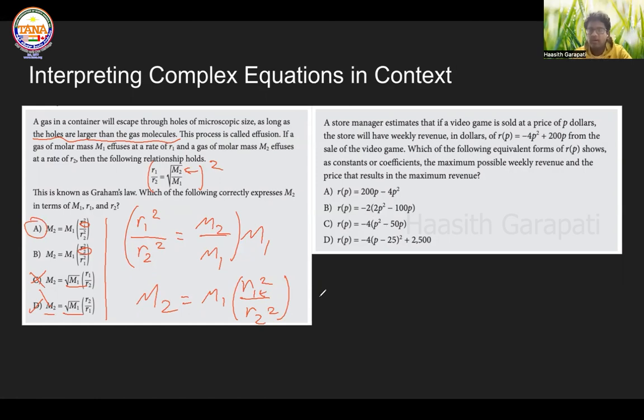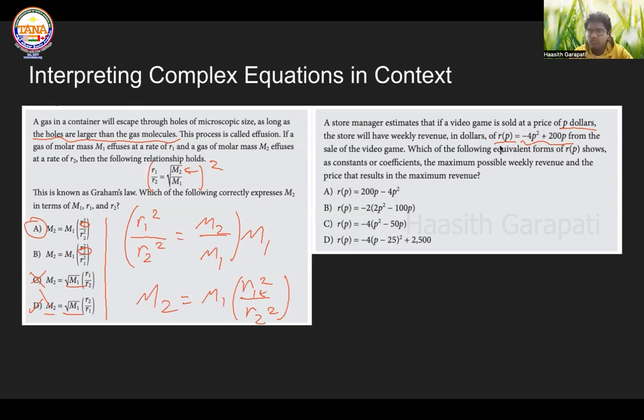Oh, this is going to connect to the 3 types of quadratic equations we learned last time. Okay, basically the store manager is trying to sell video games at a price of P dollars, and R of P represents revenue. This is the equation that represents how much revenue he gets depending on how much money he sells video games for. Which of the following equivalent forms of R of P shows as constants or coefficients the maximum possible weekly revenue? The maximum possible weekly revenue.